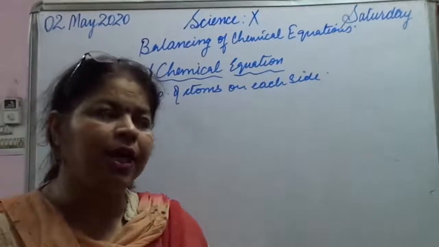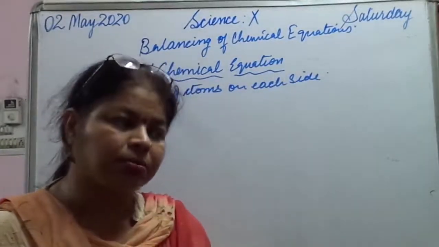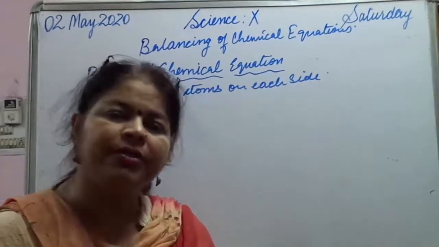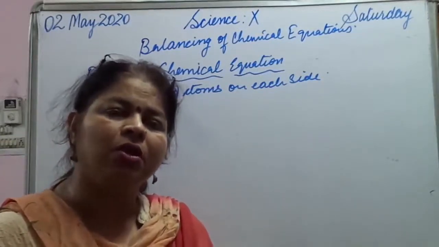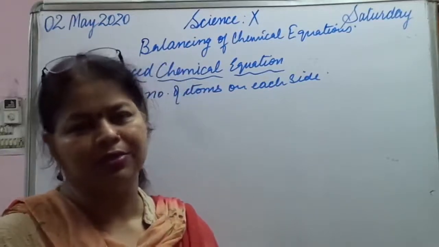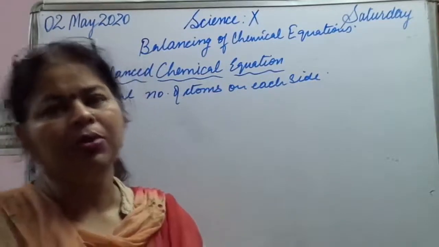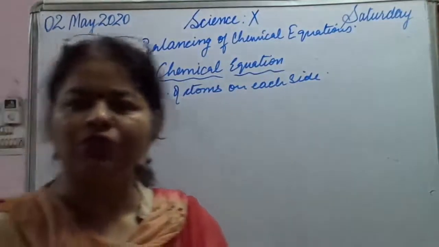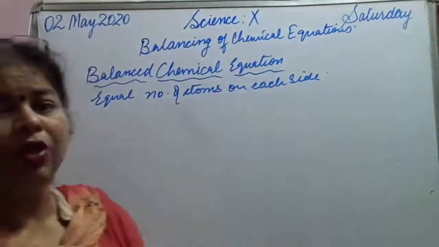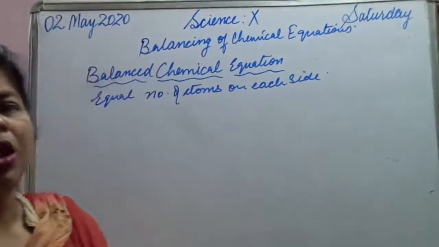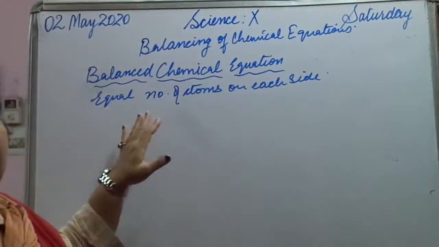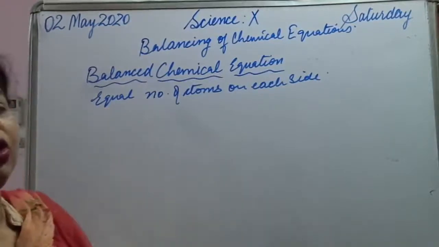See, in 9th class you had learnt that when a chemical reaction takes place, there is no destruction of the substance, or I should say that mass is not destroyed, it is conserved. Nothing new is formed and neither is mass destroyed. So keeping that in view, we are going to balance the chemical equations. So what is a balanced chemical equation? A balanced chemical equation is an equation which contains an equal number of atoms on each side.